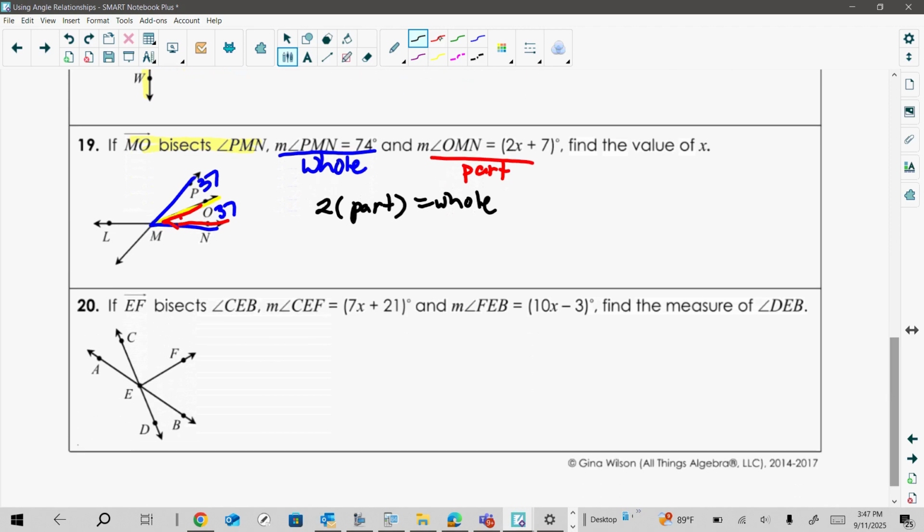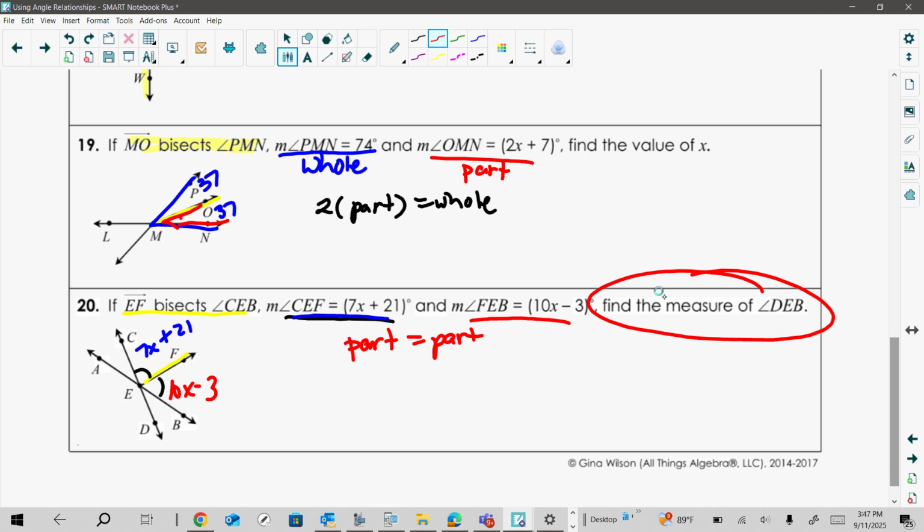And then again, we have EF bisects CEB, so arc and arc on each side of the bisector. And then we're going to label the fact that CEF here is the 7x plus 21, and FEB is the 10x minus 3. That's the two congruent parts. So we're doing part equals part. Now find your x, but make sure you plug it back in to find the angle.